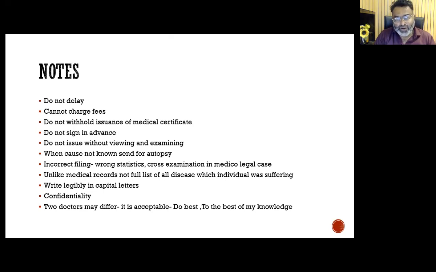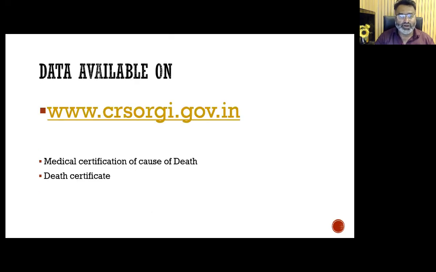Now, in spite of training, two equally qualified people may have a different viewpoint, and there might be some differences in the cause of death, but that is acceptable as long as the certifying physician is sure about it to the best of his knowledge. You should not hesitate to mention whatever you feel is the correct cause of death if you have treated that patient. That is very important.